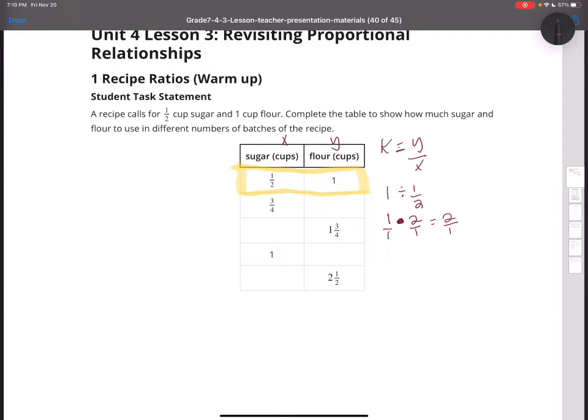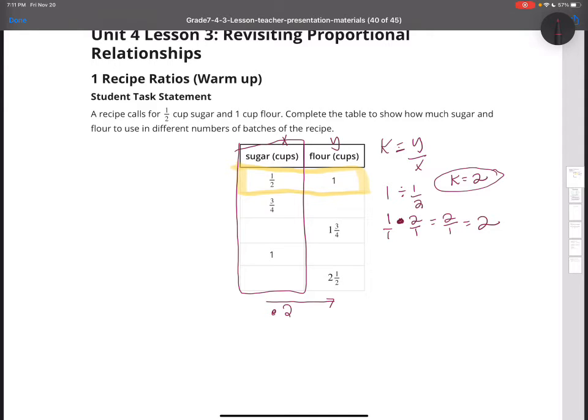All right. Now the denominator, we really don't need it. So our constant of proportionality, K, is equal to 2. Okay? K is equal to 2. So now with the constant of proportionality, what I want to do is take that 2 and either multiply or divide to find these missing values. Okay? So in this column, we're actually multiplying by 2 going this way.